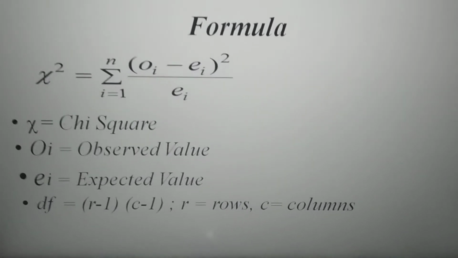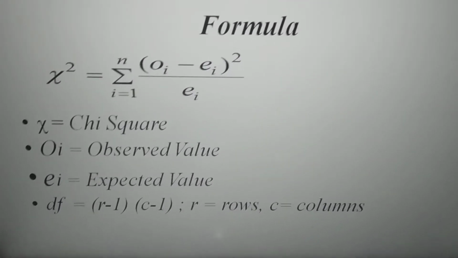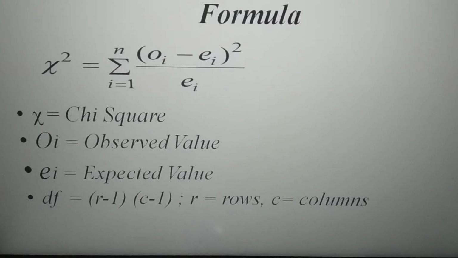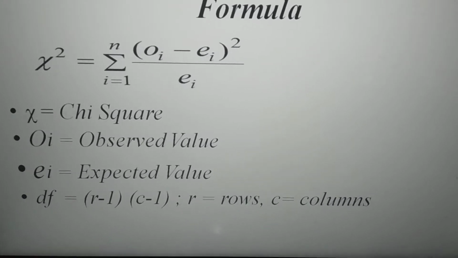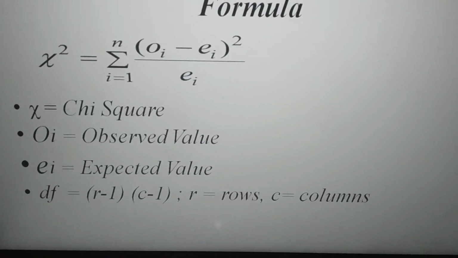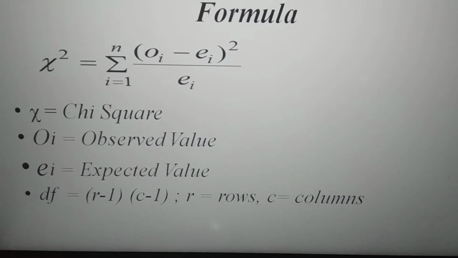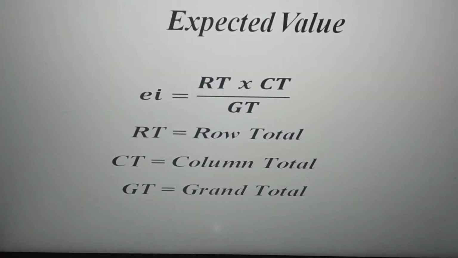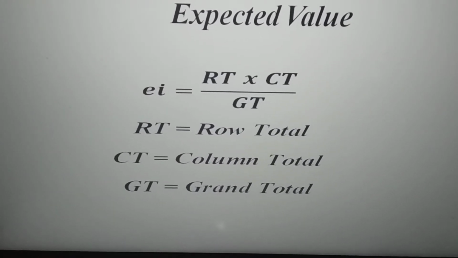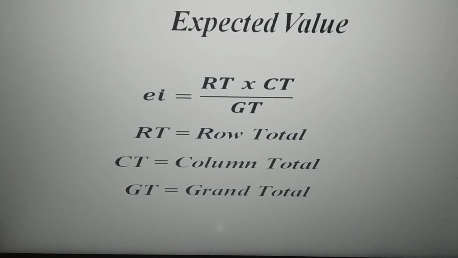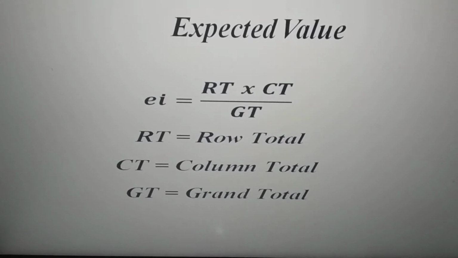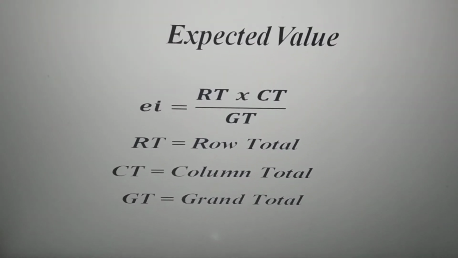The formula for chi-square is (OI minus EI) whole square divided by EI, where OI stands for observed values and EI stands for expected values. The degree of freedom formula for chi-square is (R minus 1) into (C minus 1), where R equals rows and C equals columns. The formula of expected value is RT multiplied by CT divided by GT, where RT stands for row total, CT stands for column total, and GT stands for grand total.